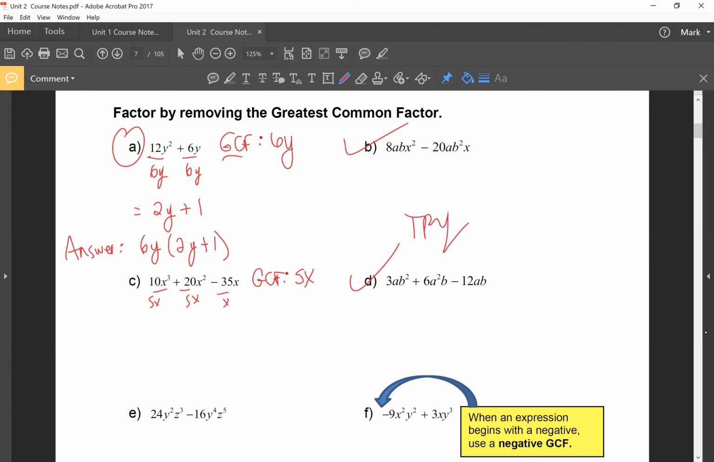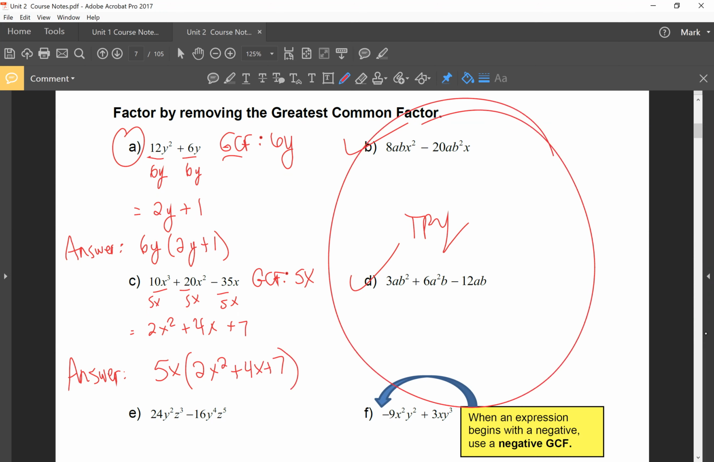Oops. And see what I get. 2x squared, I'll be left with 4x and 7. So my answer is 5x outside of 2x squared plus 4x plus 7.